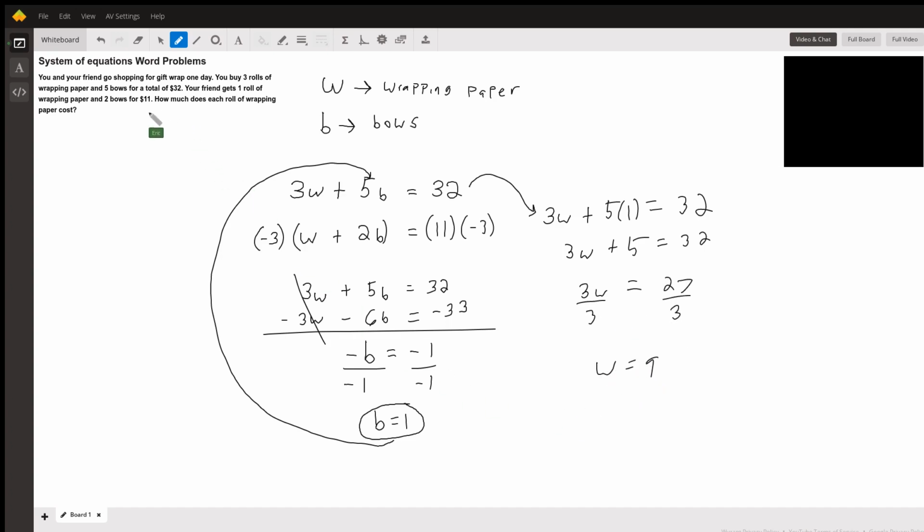So how much does each roll of wrapping paper cost? Well, each roll of wrapping paper costs $9, and we can verify that by looking at you buy 3 rolls of wrapping paper and 5 bows. So 3 rolls of wrapping paper would then cost 27 plus 5 bows, each bow is $1, so 27 plus 5 is 32. So we know that our system of equations is correct. So wrapping paper costs $9, and that is your final answer.